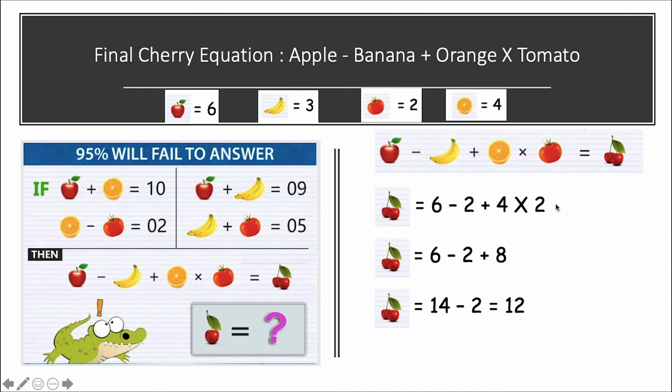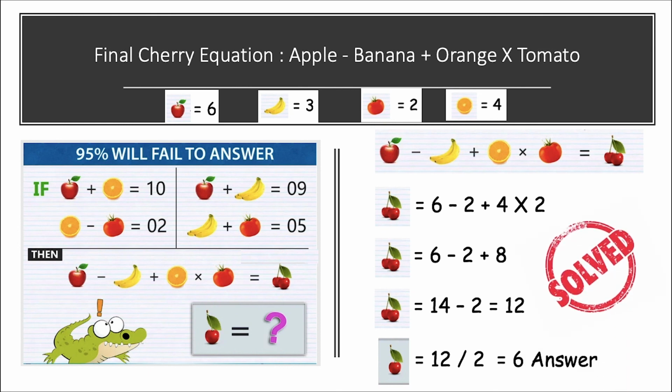Now we have to solve this equation using the BODMAS rule, and according to BODMAS, firstly we have to do the multiplication, and then we have to add, and then in the end we have to subtract. On multiplying 4 into 2, I'll get 8. So 6 minus 2 plus 8. Now I have to add these, that is 6 plus 8, that is equal to 14. Now 14 minus 2 is equal to 12. So if 2 cherries' value is equal to 12, then 1 cherry, that is our final equation, would be equal to 12 divided by 2, that is equal to 6. So we have solved this puzzle.